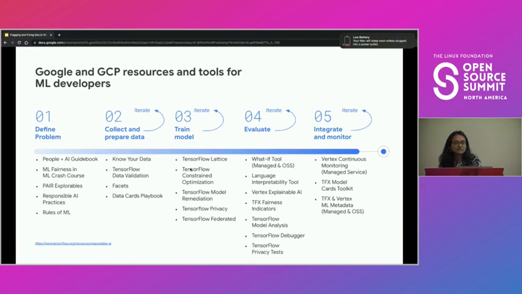I'm curious, how many of you have considered fairness in your AI or ML workflows? Maybe a show of hands. Oh, wow. That's great. And were any of these findings or toolkits new to you? If yes, then a show of hands, perhaps. Okay, great. So this talk was helpful.